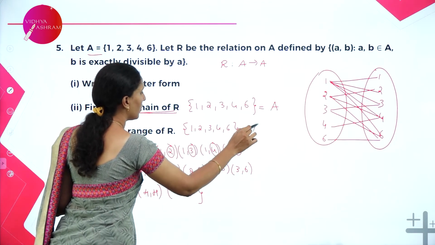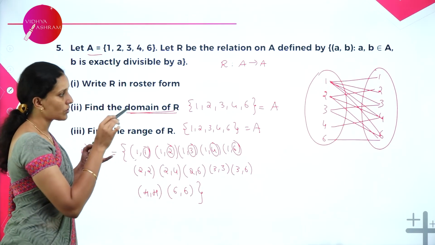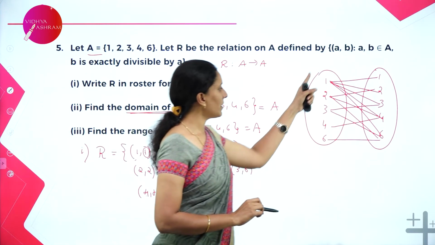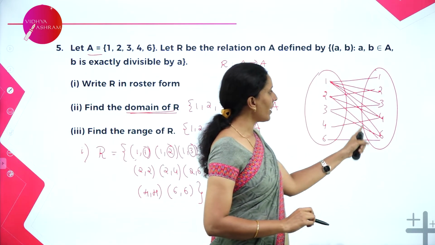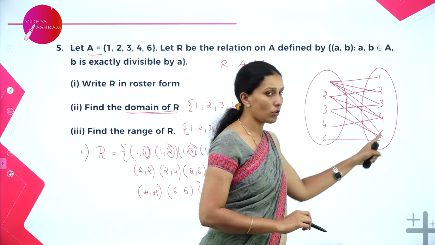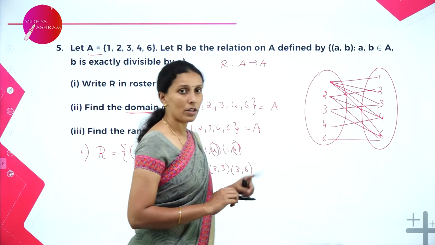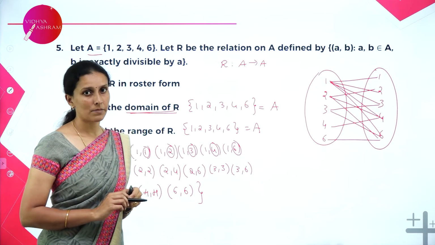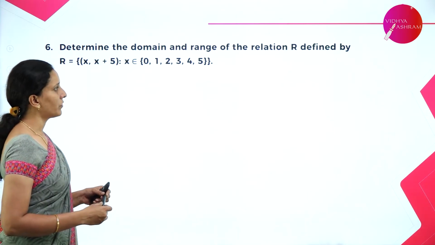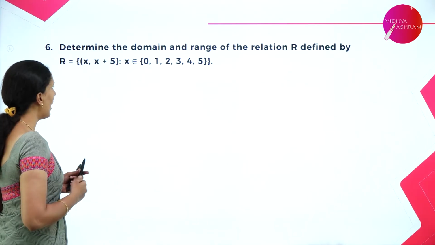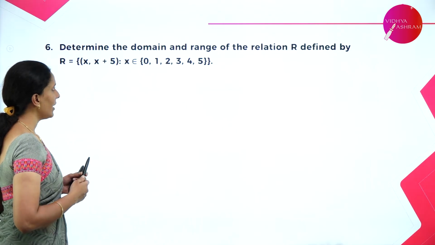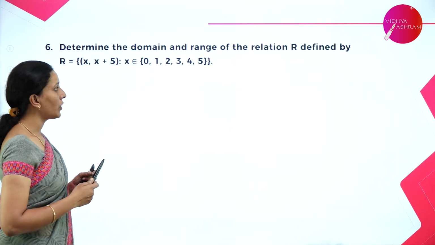So that is equal to A. So here the domain is also A because all the elements are in relation. Your codomain is also A and your range is also A because all elements are the image of the first elements. Determine the domain and range of the relation R defined by R is equal to {(x, x + 5) : x belongs to the set {0, 1, 2, 3, 4, 5}}.